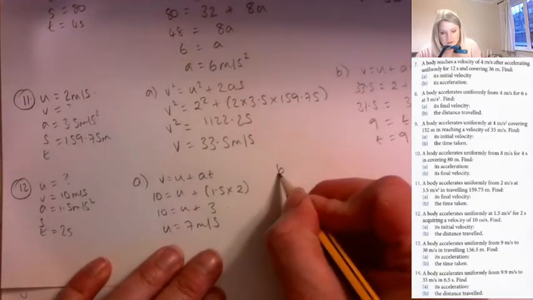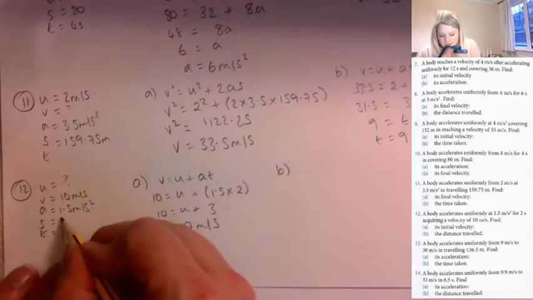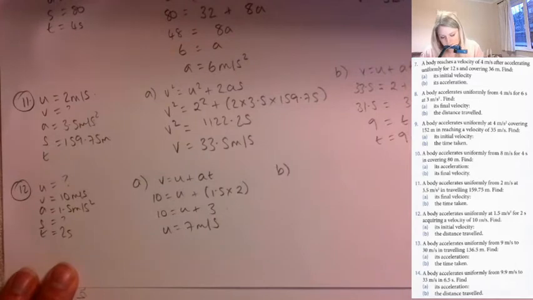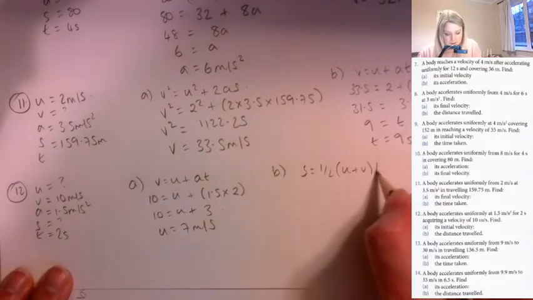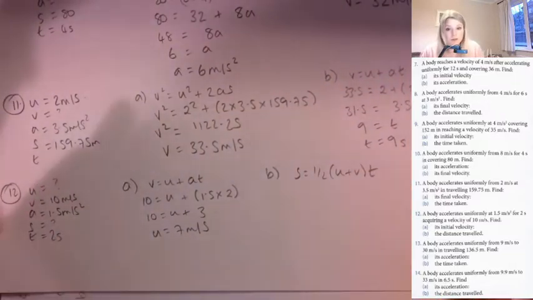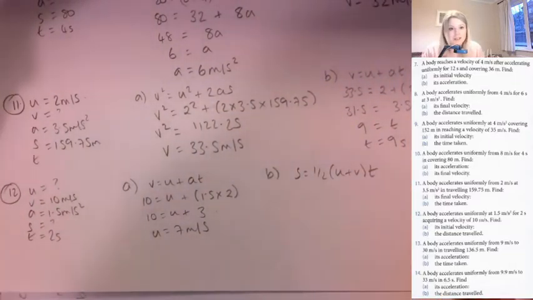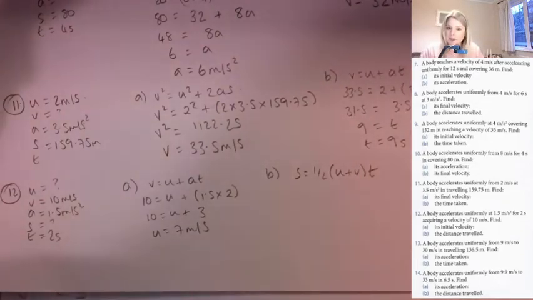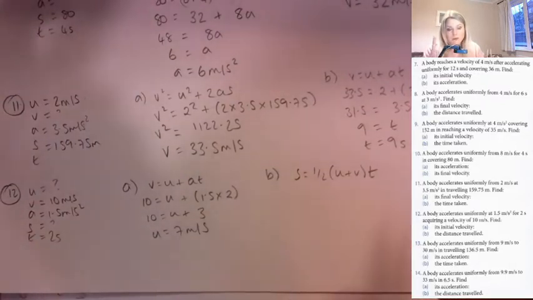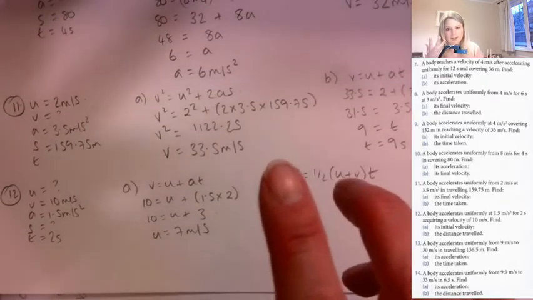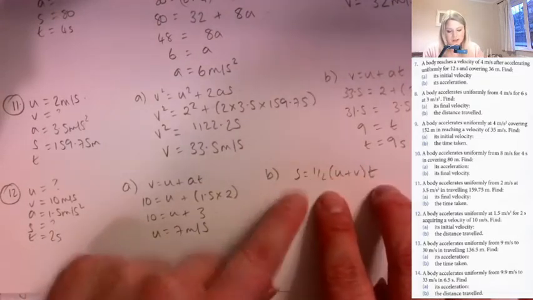B is asking for the distance travelled, so that's s. Let's go with s equals a half u plus v times t. Honestly, we could have used a bunch of those. We could have used s equals ut plus a half at squared. We could have used v squared equals u squared plus 2as. This one I think is probably the easiest to use in this case because one, s is already the subject, and it's just an easier equation than s equals ut plus a half at squared.